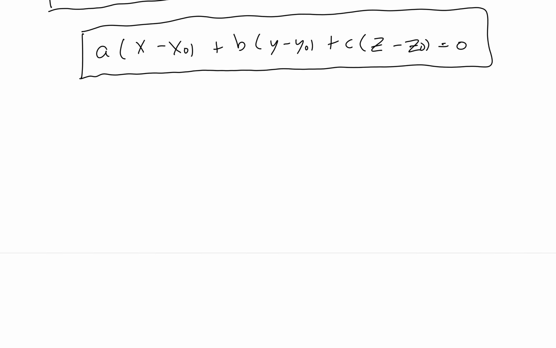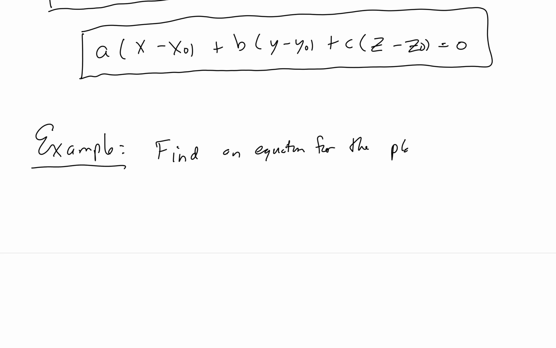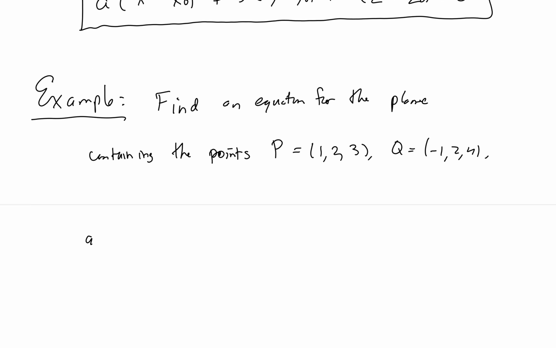So let's go ahead and consider an example and calculate the plane based on some information. So let's find an equation for the plane containing the points. So I'm going to give 3 points. 3 points are enough to determine a plane. So let's say P is 1, 2, and 3. Q is, say, -1, 2, and 4. And we'll say R is 2, 0, 5.